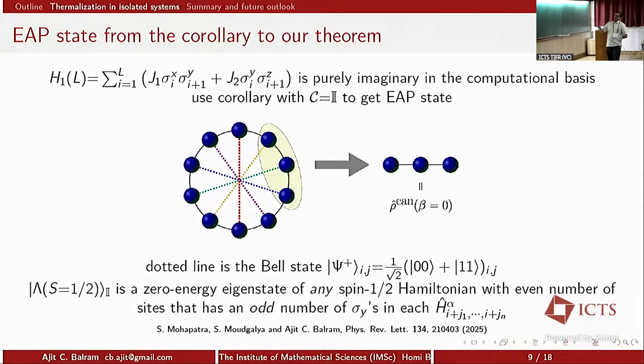So there, what do you have to do? The way you make the state is, let's say you have 0 here, then this will also be 0 because it's C times 0. So C is identity, so it's the same state on the antipodal side. So this will be in a Bell pair, which is 0, 0 plus 1, 1. That's exactly this Bell pair. And more generally, as I said, if you have any Hamiltonian with an odd number of sigma y's in it, then this state will be a zero energy eigenstate of it.